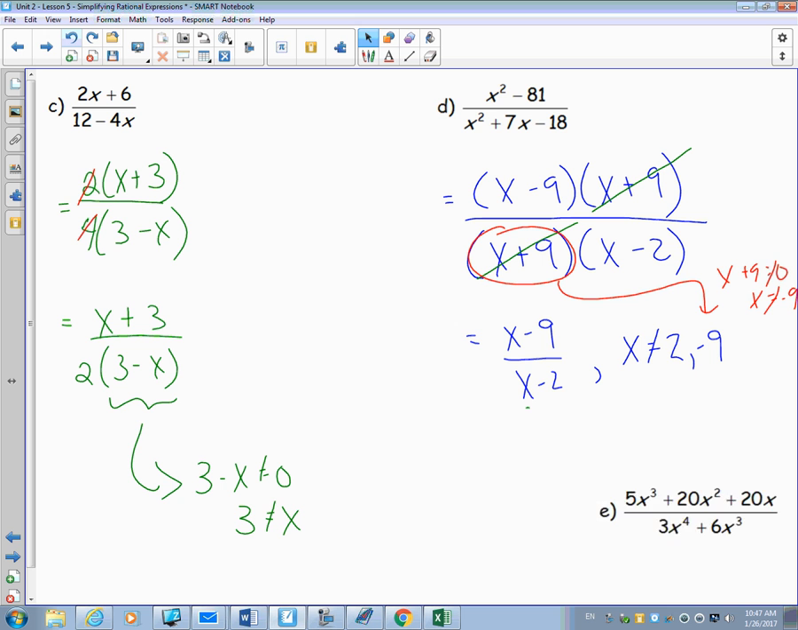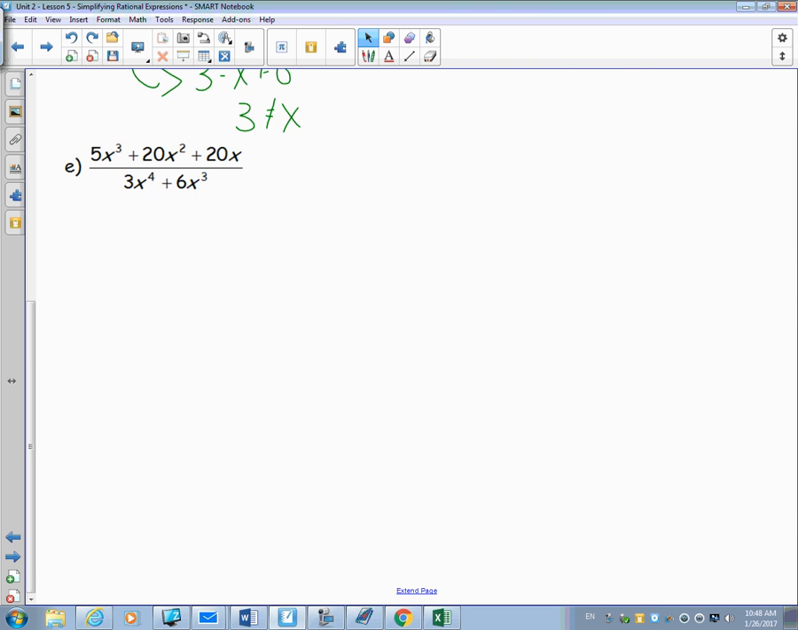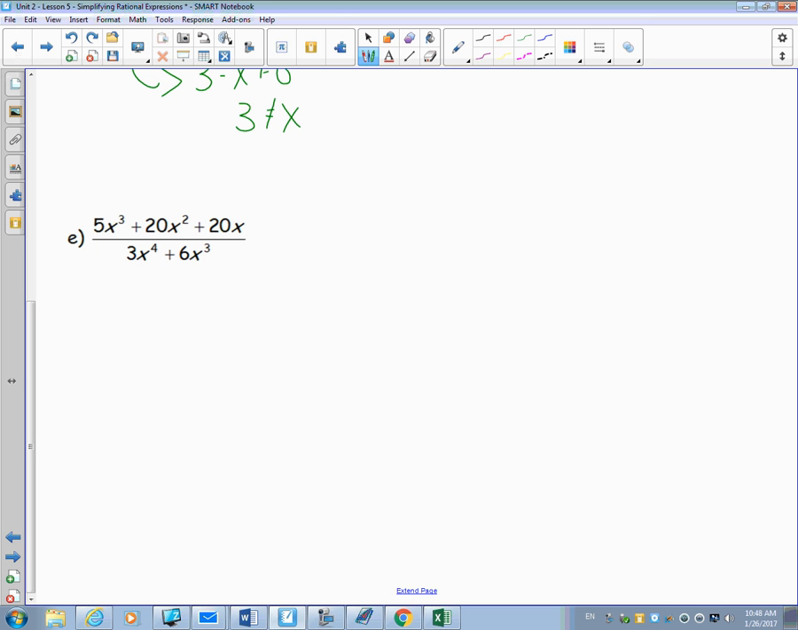Okay, last question. Letter E. All kinds of good stuff in this one. Okay. Adding, subtracting. Let's turn into multiplying. Let's factor. On the top, we can common factor. X squared plus 4x plus 4. On the bottom, we can common factor. 3x cubed. X plus 2.